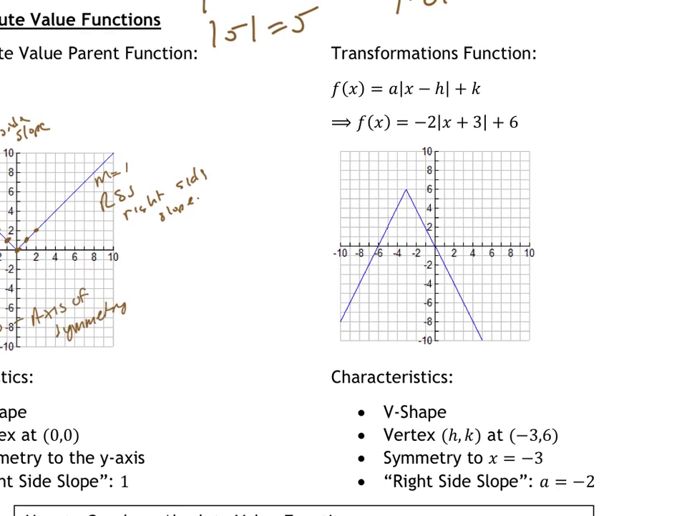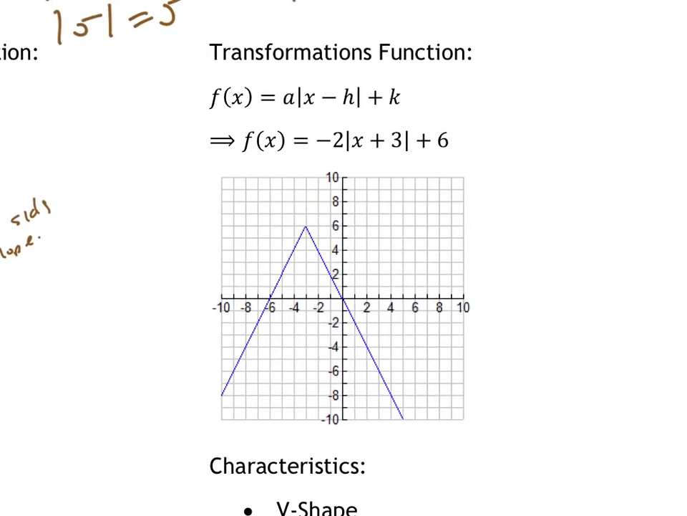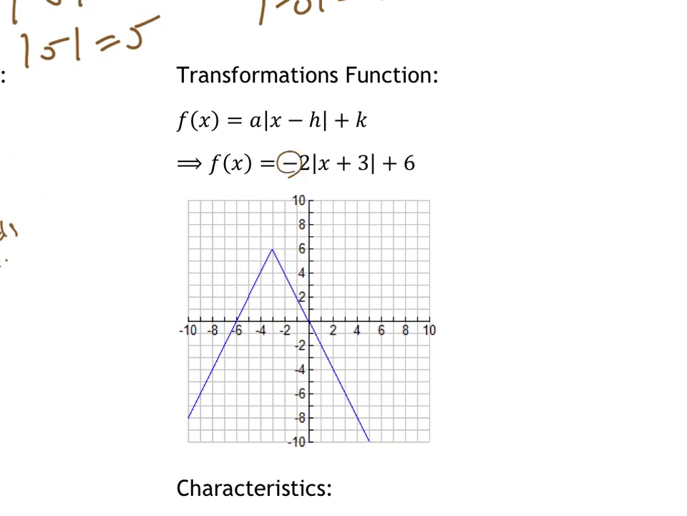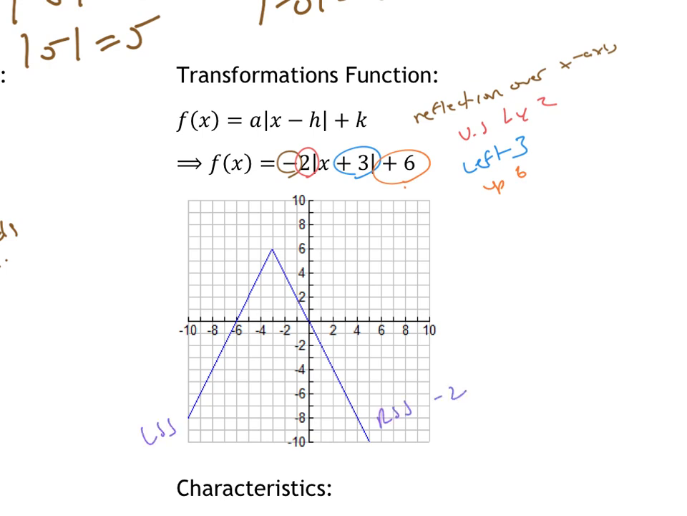A couple other things, remember your transformations here. This negative is a reflection over the x-axis. This right here is your vertical stretch by 2. Remember, this is going to shift everything left 3. This is going to shift everything up 6. So keep that in mind. Here, your right side slope is -2. Your left side slope is +2. You're getting that from your beginning, and you're looking at your different concepts.